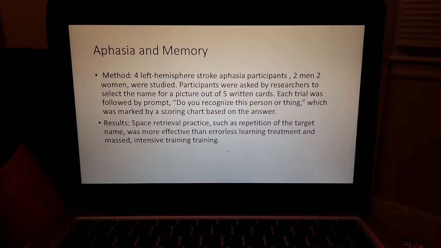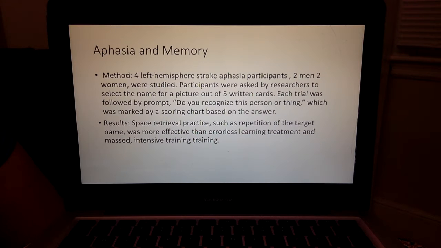The trial was followed by a prompt, do you recognize this person or thing? And they'd be shown a set of pictures. I think they focused on celebrities in this study. And there'd be a scoring chart based on how many celebrities they could name after the set of retrieval steps that they went through, so they had to identify the question, develop a lead, and formulate a response on, I think it was 5 celebrities for the retrieval.